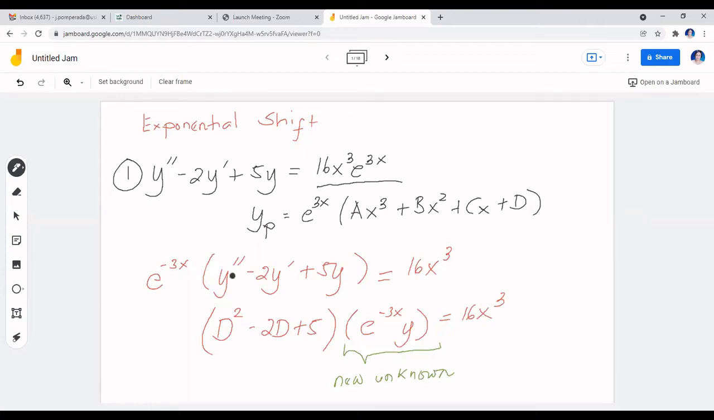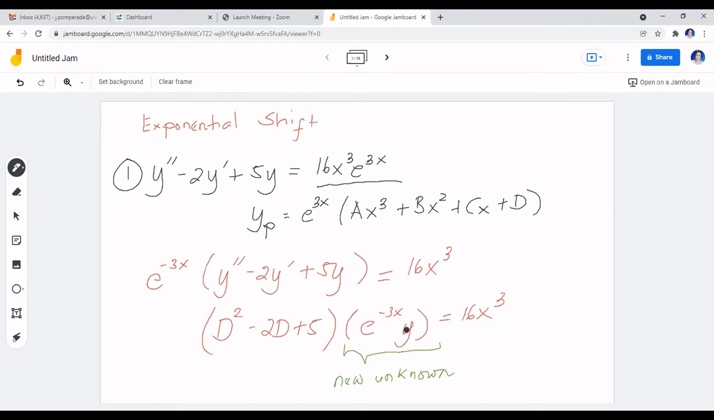We change the second derivative and the first derivative to D, and we just copy the constant. And what we do, this e raised to minus 3x, we multiply it with our unknown function y. Because originally, class, if this is to be written in the form of the differential operator, this should be D squared minus 2D plus 5 times y only.